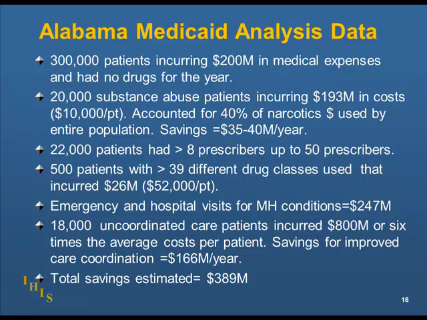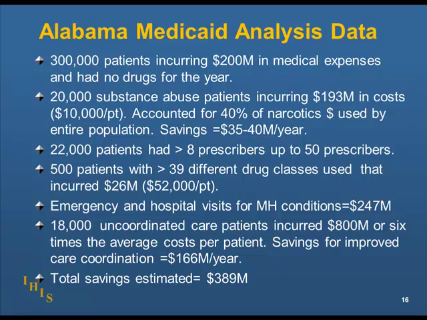So we had about 300,000 patients that incurred over $200 million in medical expenses, right? And they had not a single prescription for the year. And these were people that were eligible to obtain prescriptions, right? It wasn't some eligibility group that wasn't able to get drugs.